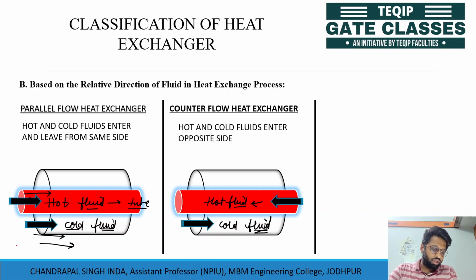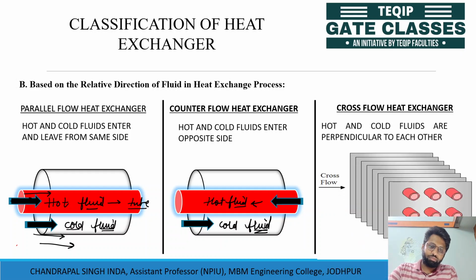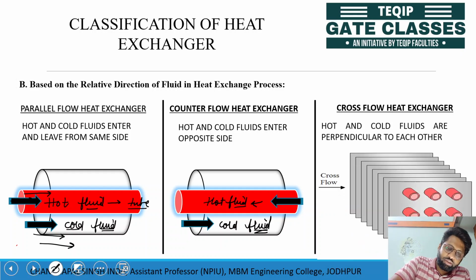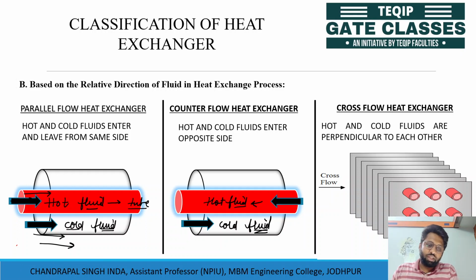Now there is another heat exchanger, which is the third category of this type, the cross flow heat exchanger, in which the fluids flow perpendicular to each other like this. So there are nine tubes in red color, and the tube side fluid is flowing through the tubes, and in the cross flow there is another flow in this direction. So this is perpendicular to each other. So this is a cross flow type of heat exchanger.